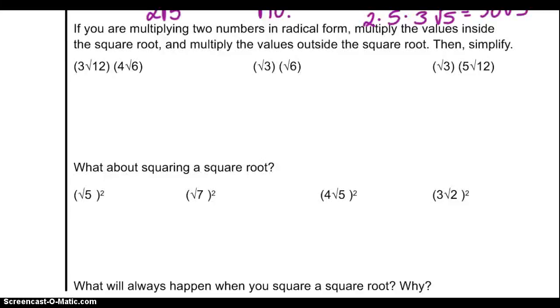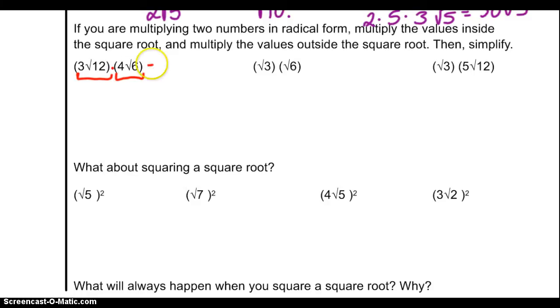So what about if we're multiplying two numbers in radical form together? Something like 3 radical 12 times 4 radical 6. Well, when we're multiplying numbers, remember we can move numbers around, like 3 times 4 is the same as 4 times 3. That's because multiplication is commutative.